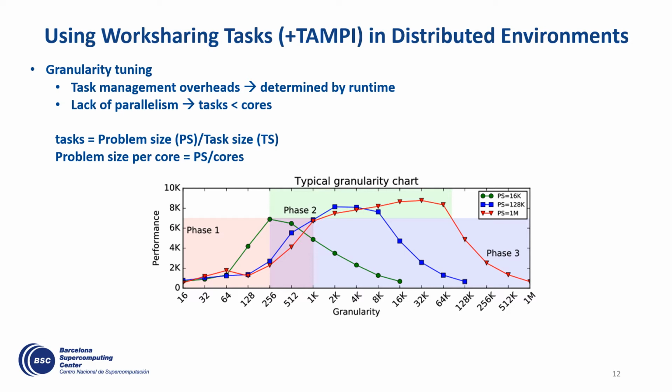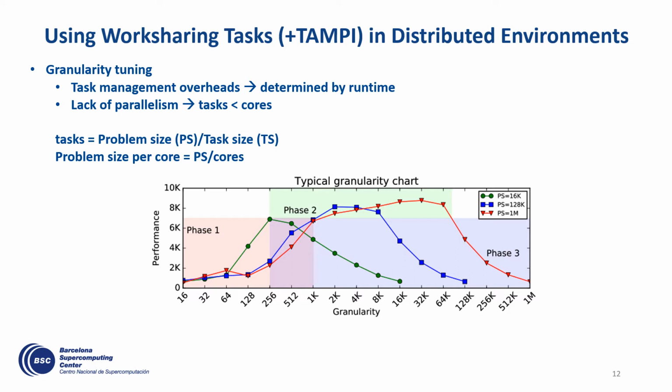The granularity tuning is a challenge inherent to the use of tasks. Tasks are more flexible than work sharings, but the management of tasks introduces overheads that are not negligible. The task management overheads are determined by the runtime library. Also, to achieve an optimal utilization of the resources, there must be at least one task per core. Otherwise, there is lack of parallelism.